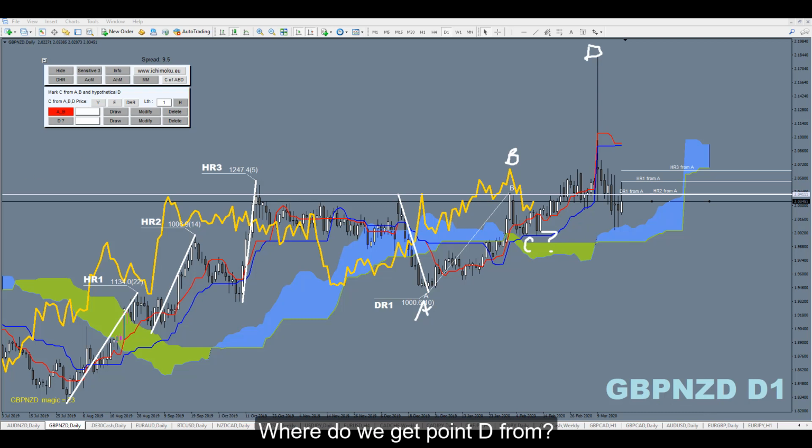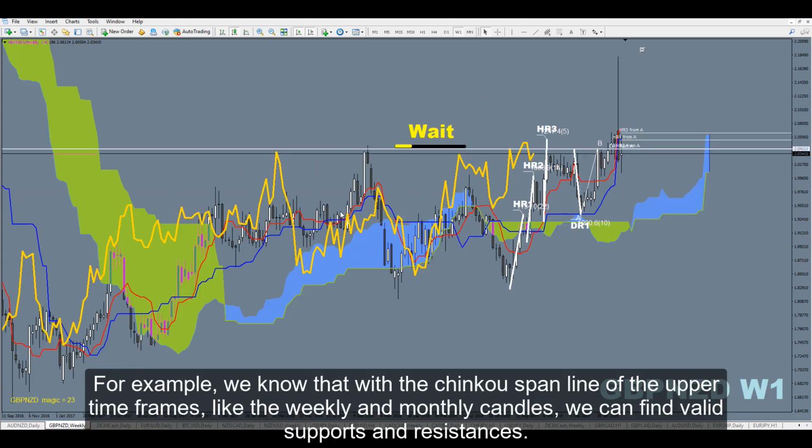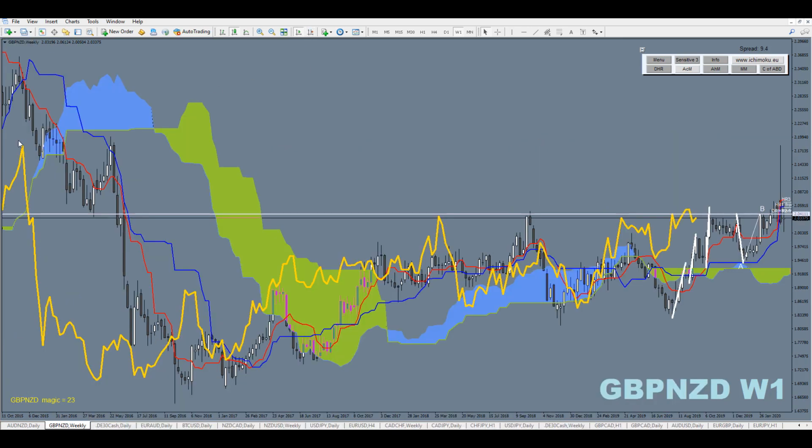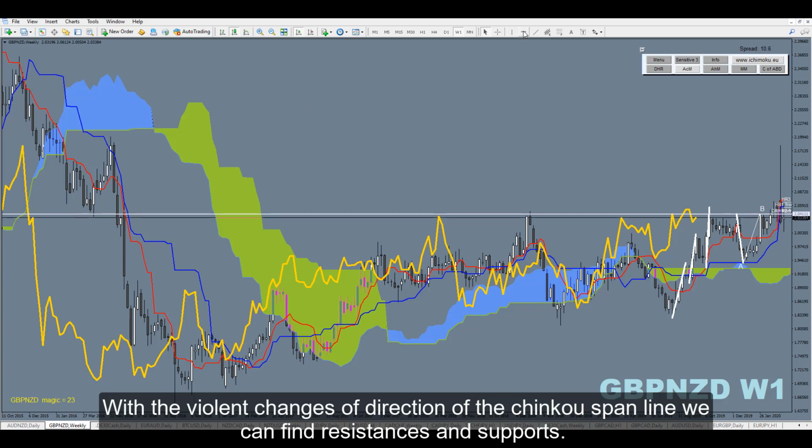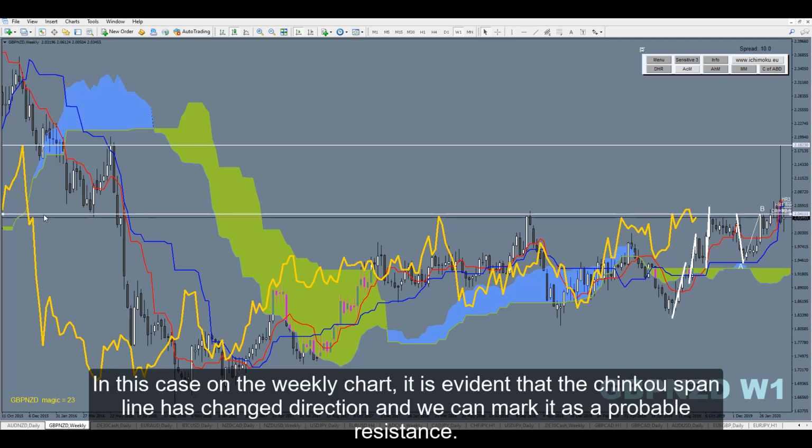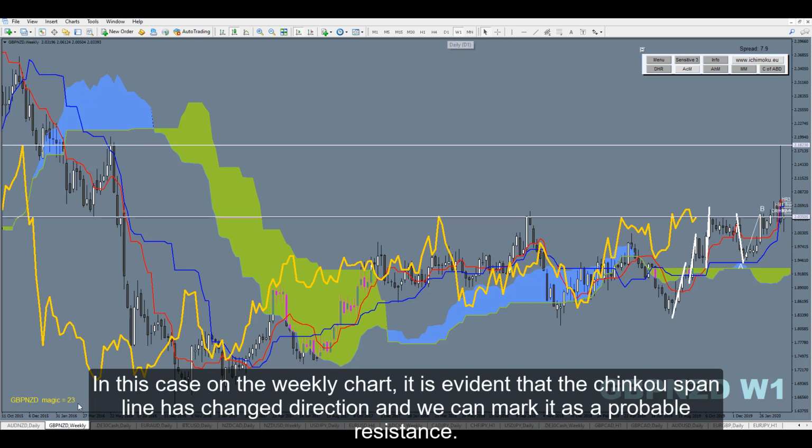Where do we get point D from? For example, we know that with the Ichimoku span line of the upper time frames, like the weekly and monthly candles, we can find valid supports and resistances. With the violent changes of direction of the Ichimoku span line, we can find resistances and supports. In this case, on the weekly chart, it is evident that the Ichimoku span line has changed direction, and we can mark it as a probable resistance.